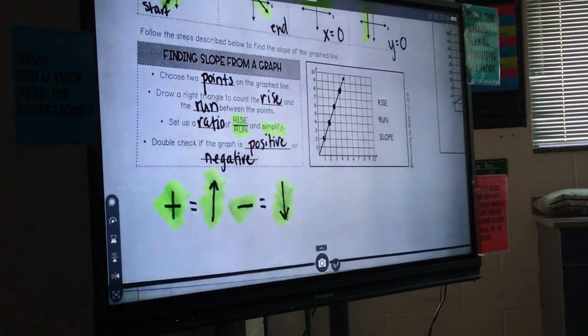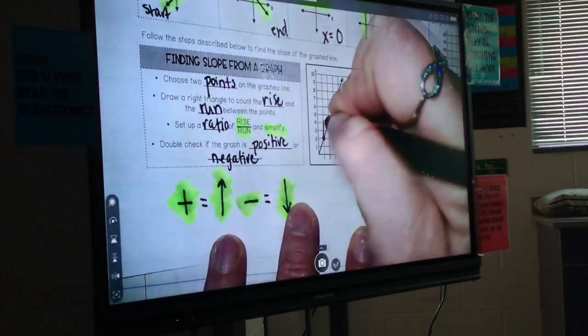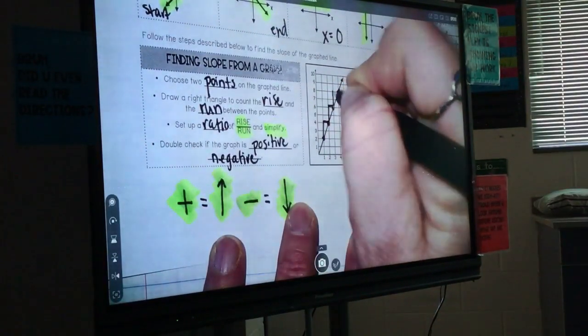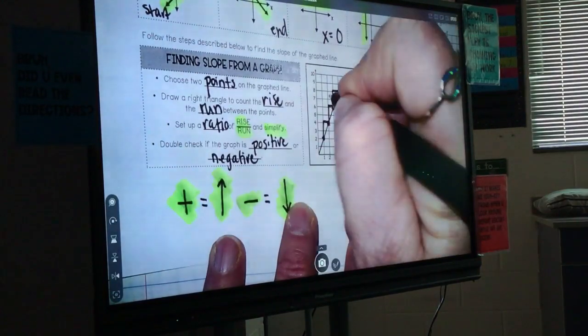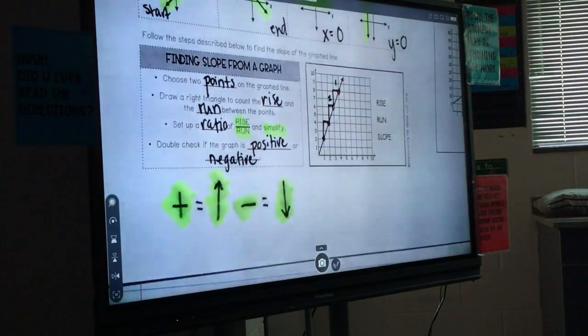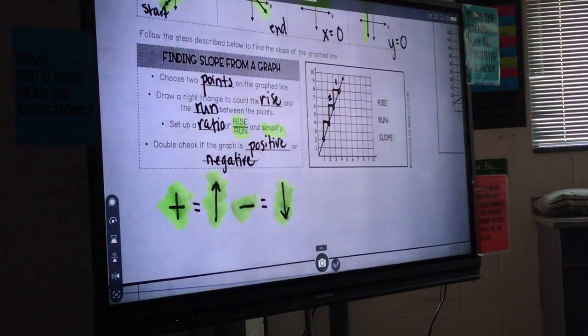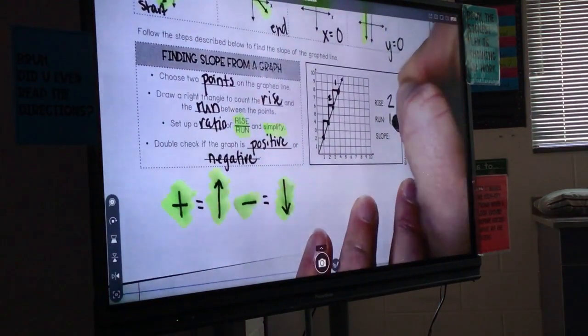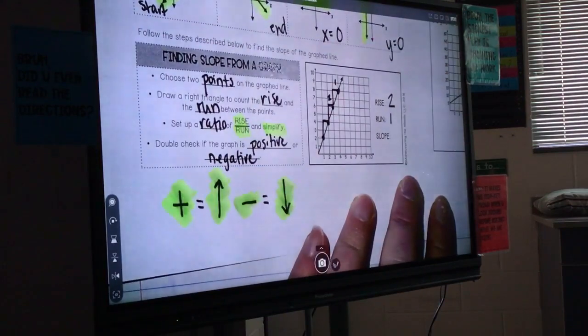So we're going to rise 2 and run 1. Rise 2, run 1, rise 2, run 1, and so on. So we have 2 and 1. So what is our rise? 2. What is the run? 1. So therefore, what is our slope?